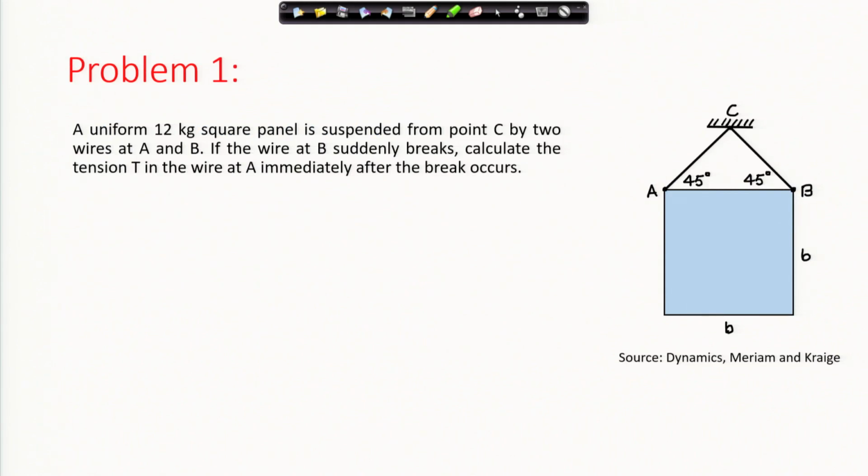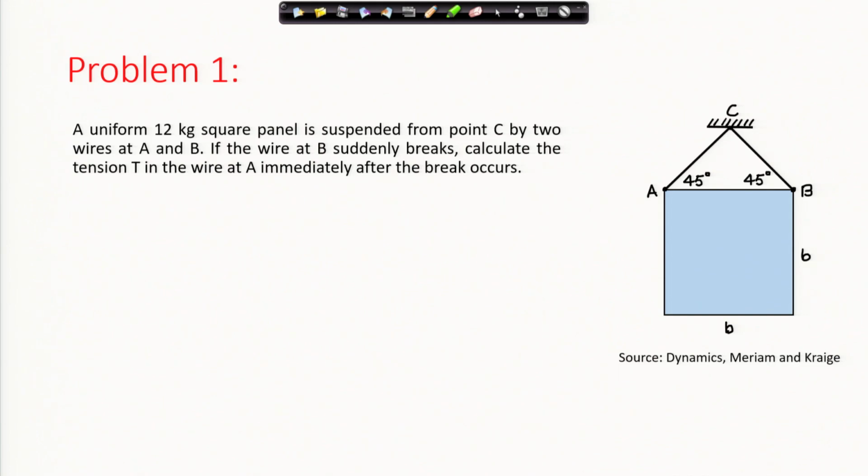This is the first problem, taken from the book of Meriam and Kraige. A uniform 12 kg square panel is suspended from point C by two wires at A and B. If the wire at B suddenly breaks, calculate the tension T in the wire at A immediately after the break occurs.